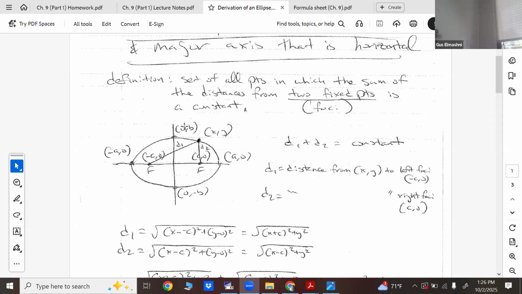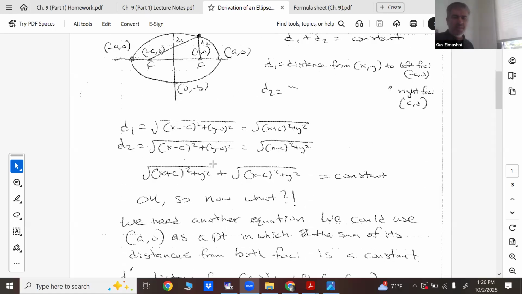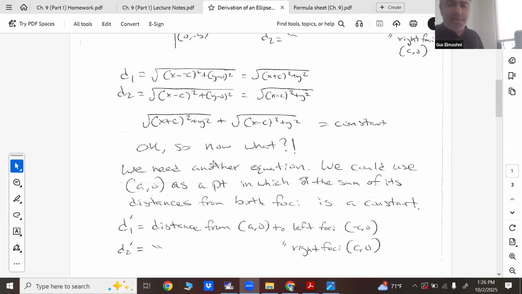So if I use a little bit of distance formula, this minus this, and D2 is right there. So these 2 numbers have to be a constant all the time. Okay, so now what do I do? Fine, it's a constant. What do you do? Well, I need another equation.